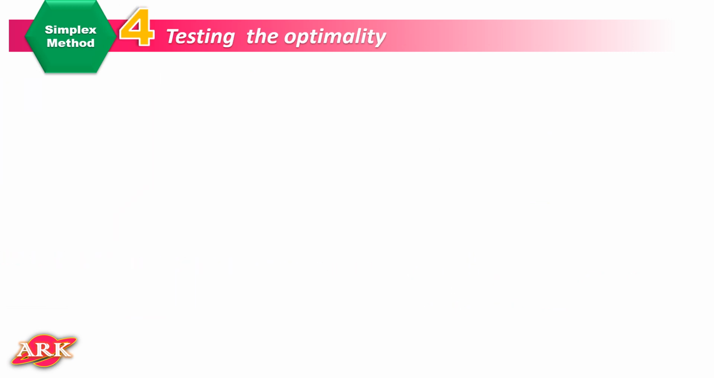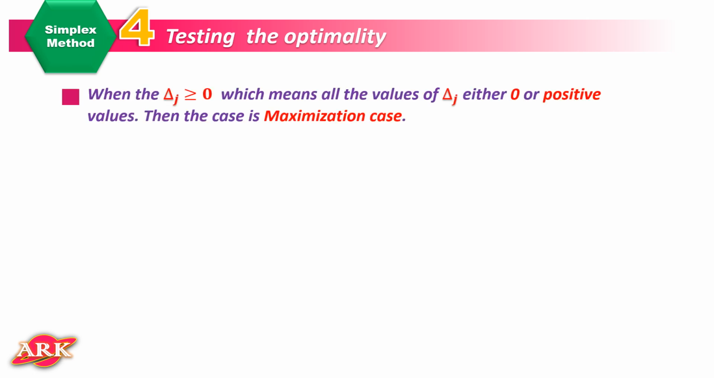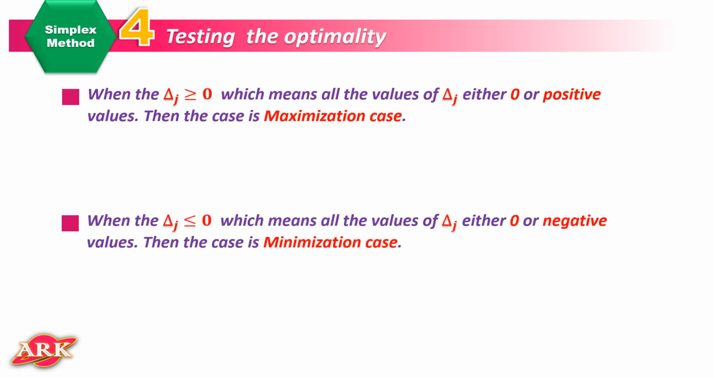The fourth step is testing the optimality of the obtained basic feasible solution. Now we have calculated delta J values for the previous problem, and when the delta J values are greater than or equal to 0, which means all the values of delta J obtained are either 0 or positive values, then that case is the maximization case. Let's see what is the condition for the minimization case. When the delta J values are less than or equal to 0, which means all the values of delta J are either 0 or negative values, then the case is the minimization case.